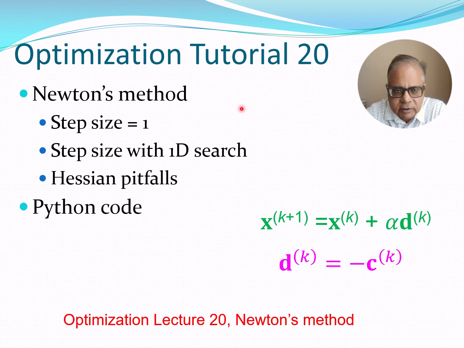So again, let us review some of the things we studied today. We looked at the Newton method. We looked at the classical Newton method, which had a step size of 1. We also saw that we can bring in a step size from 1D search, and then that leads us to the modified Newton method. And we also saw in case the H matrix became non-positive definite, you have certain problems in terms of the descent condition not being satisfied. But this particular problem can be mitigated by some simple techniques. For example, we can simply set H to I.